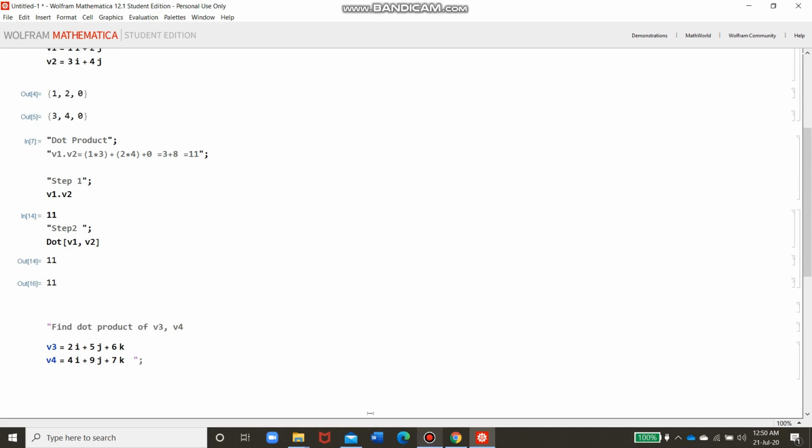Now I want you all to solve this problem. Find the dot product of v3 comma v4. I have given you two equations: v3 equal to 2i plus 5j plus 6k, and v4 equal to 4i plus 9j plus 7k. I want you all to try it by yourself. So pause the video and solve it.